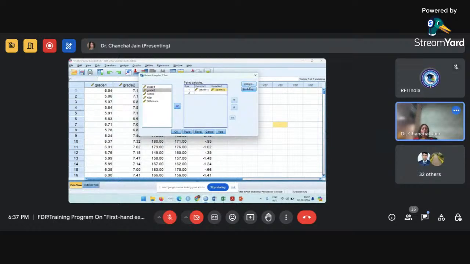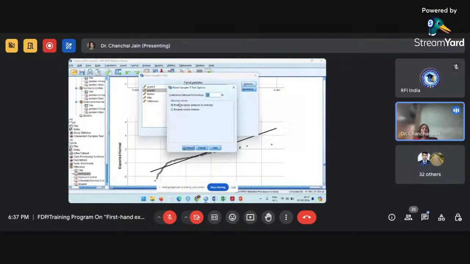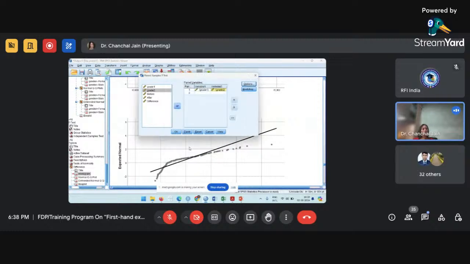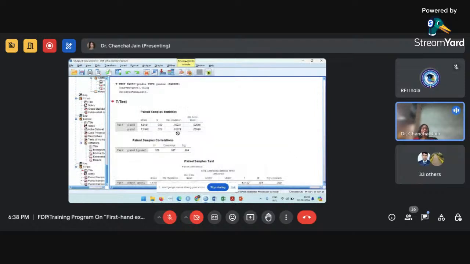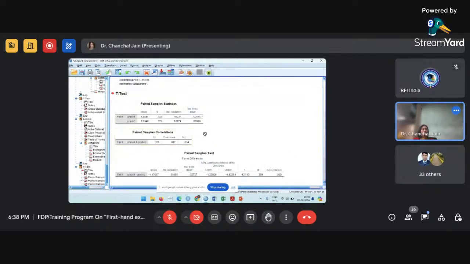But if you want to see the confidence interval percentage, you can click on the options. You can find it is 95% set by SPSS. If you want to make changes, you are free to do that. You can click on the continue button. Then we will be returning to the box, and you need to click on the OK button. This will generate your results. I hope you got it. Yes, ma'am, got it.